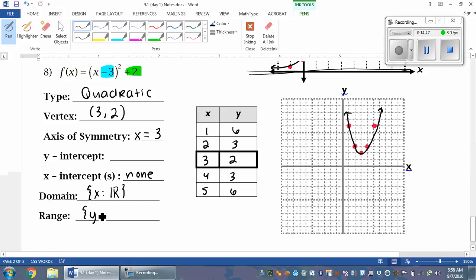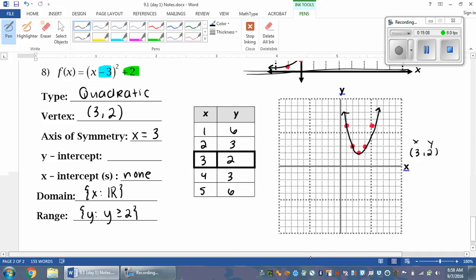Now my range. As I look at the vertex, it is 3, 2. Number 3 is the x, 2 is the y. So I'm going above 2. I start at 2 and get bigger. Since I touched 2, it's going to be greater than or equal to 2.